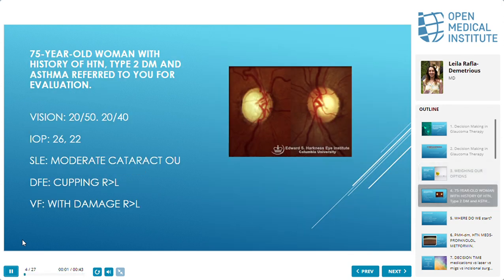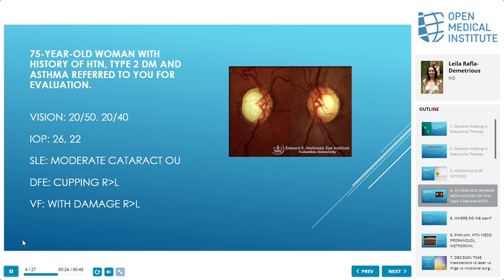So our first patient is an older woman who's referred to you for evaluation. She has a history of high blood pressure, type 2 diabetes, and asthma. And she's complaining of some blurry vision. So her vision is 20/50 in the right and 20/40 in the left. Her intraocular pressures are somewhat elevated, 26 in the right, 22 in the left. She has a moderate cataract on exam.